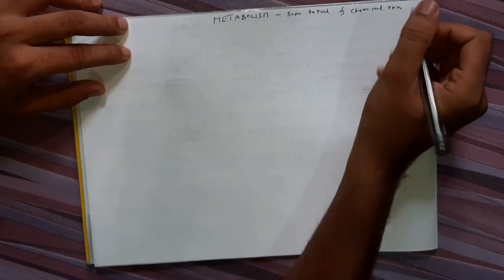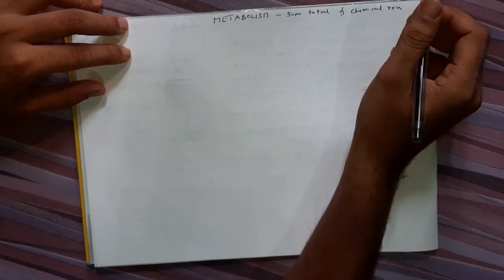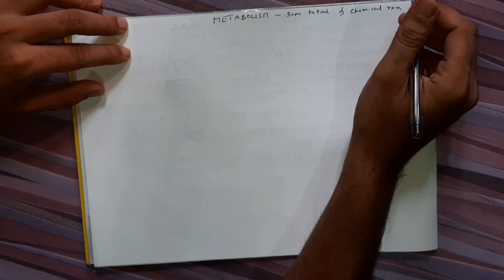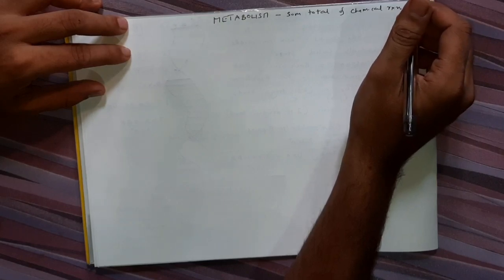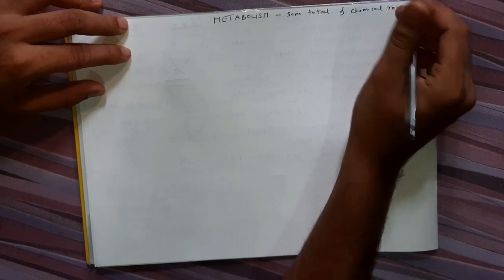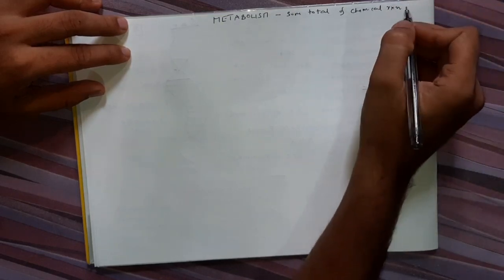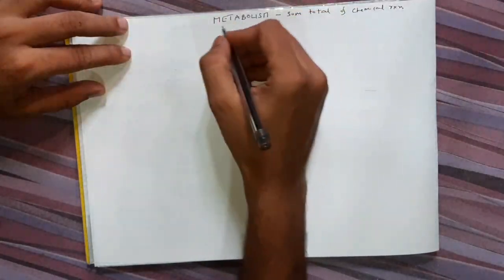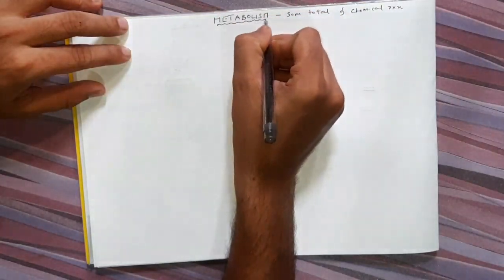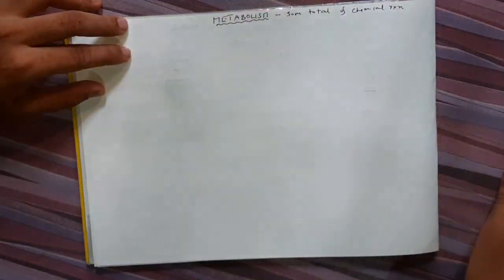Because your body and even my body is made up of chemicals. Millions of chemicals. There is a continuous reaction occurring, and ultimately which makes a state in the body, and ultimately we call it life, living organism. That is the sum total of chemical reactions occurring in the living organism. Okay, so metabolism. What are the types of metabolism?